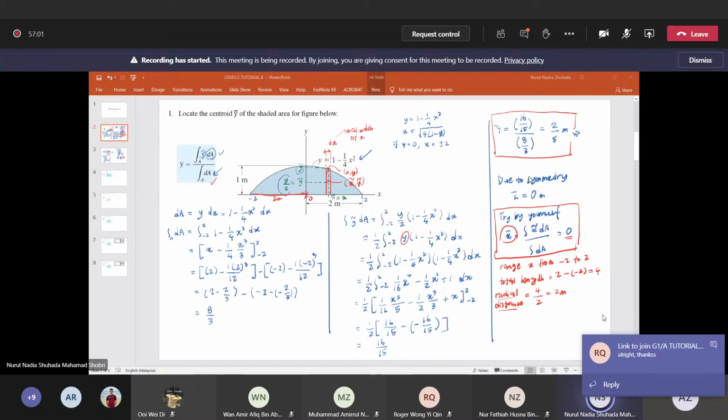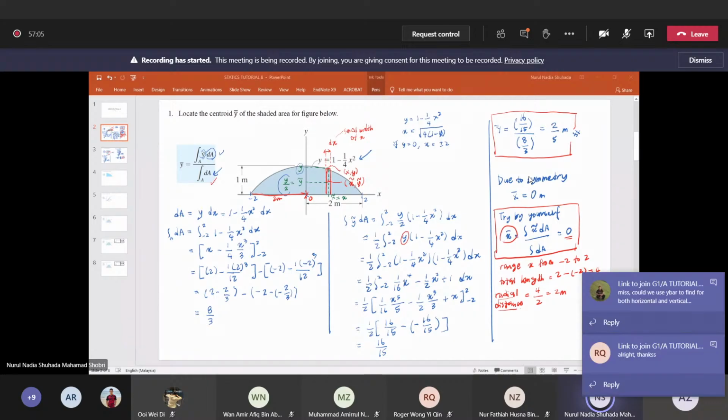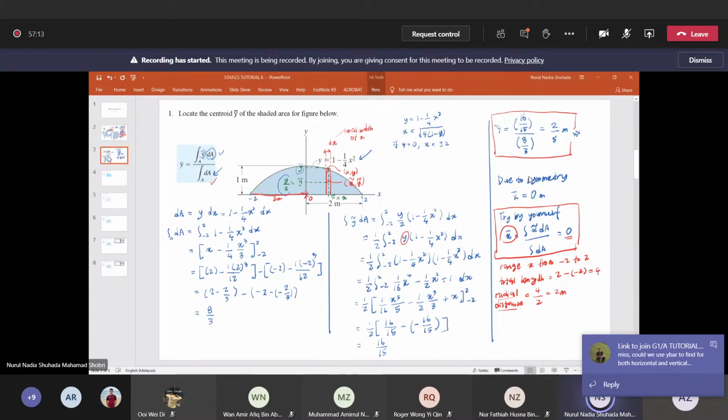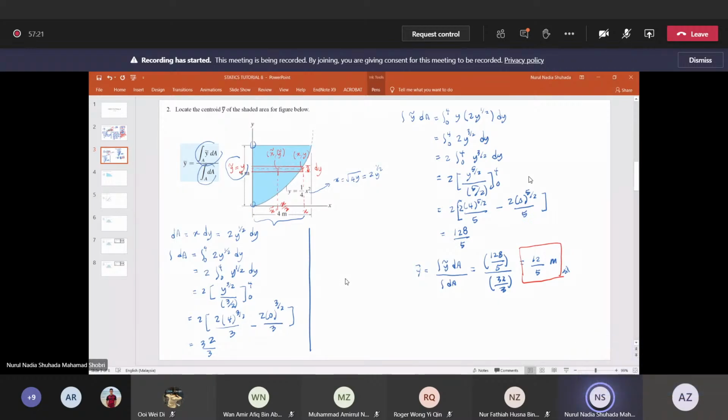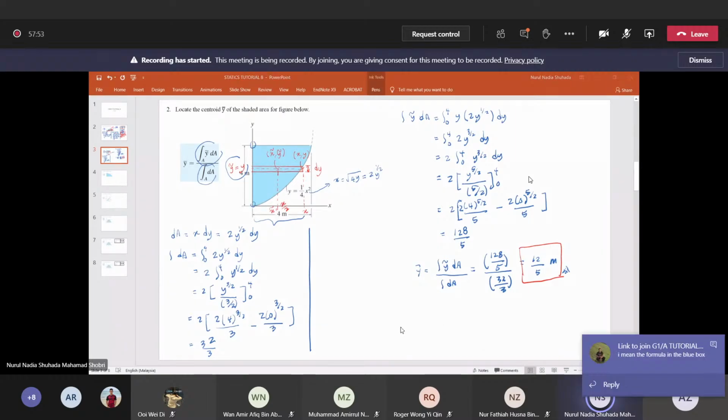Okay. And then next, why the 2 multiply 2 times? Fatia, why the 2 multiply 2 times? Can you point out where you mean by 2 multiply 2 times? I'm not sure where. Fatia Husna, can you point out which part you mean by 2 multiply 2 times? Meanwhile, I'm waiting for Fatia to reply.